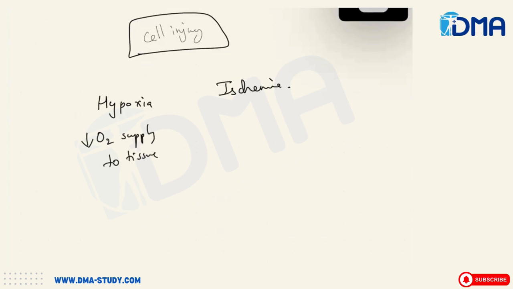This cell injury can be of multiple types. Okay. So the one possible cell injury which we know commonly is two things. One is hypoxia, the other one is ischemia. What do these two things mean? Hypoxia means reduced oxygen supply to the tissue. What is ischemia then? Ischemia is reduced blood supply to the tissue.